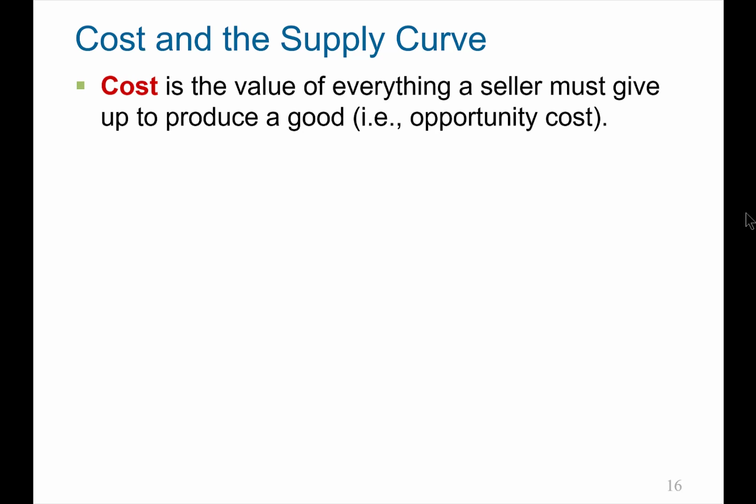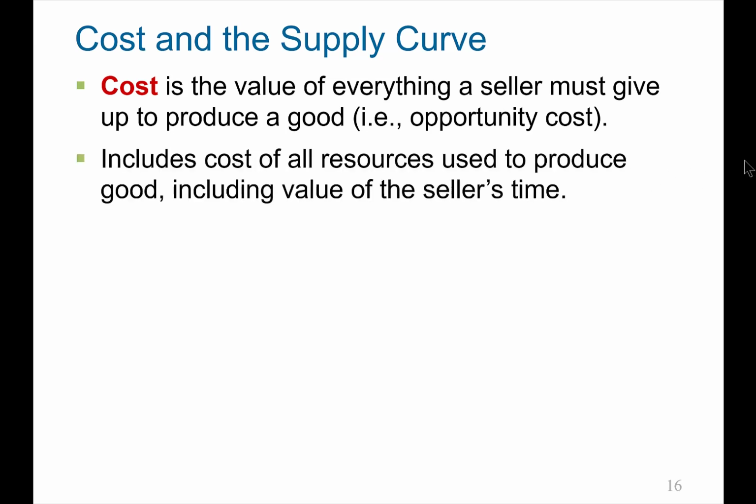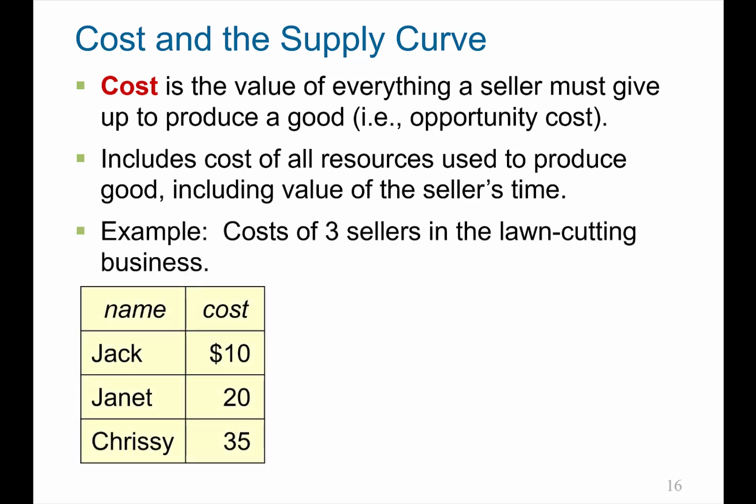Okay, so put your supplier hat on. Remember that the supply curve is a ranking of the cost of production. And we're going to do something similar to asking ourselves, well, who would buy it at a particular price? Here we're going to say, who would sell it at a particular price? So our sellers are Jack, Janet, and Chrissy. And they are actually also representing some people.